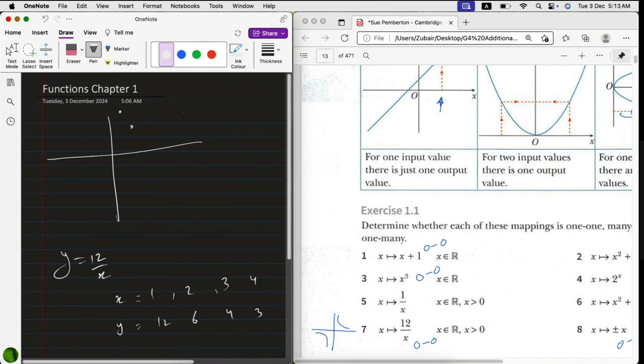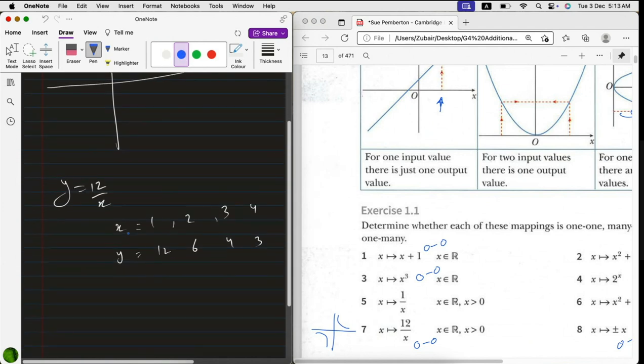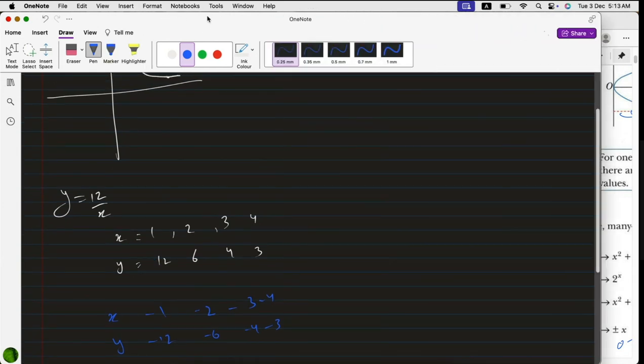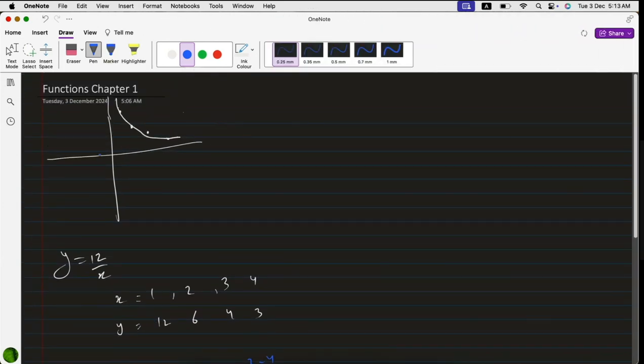So at 1, y is 12. At 2, y is 6. At 3, y is 4. At 4, y is 3. So it keeps on decreasing. So you're getting this trend. Now on the other side, if I get x as -1, -2, -3, -4, I'll be getting y as -12, -6, -4, -3. So at -1, it is -12. Then -2 is -6, -4, -3. So we're getting these values.